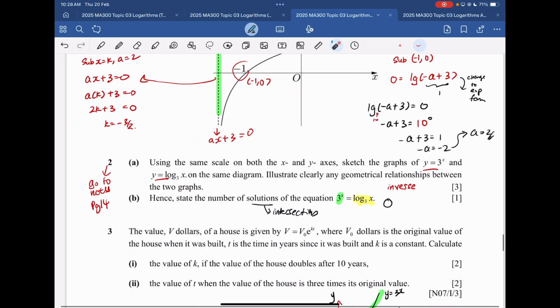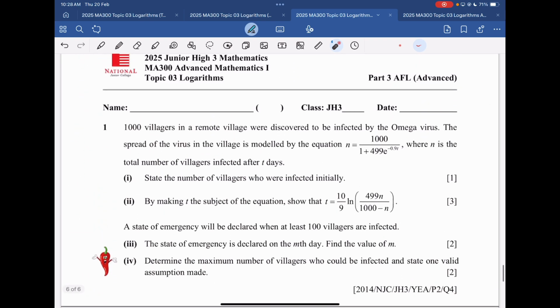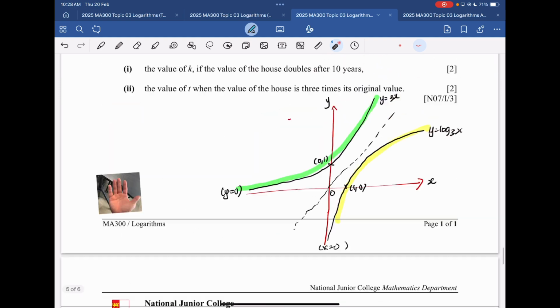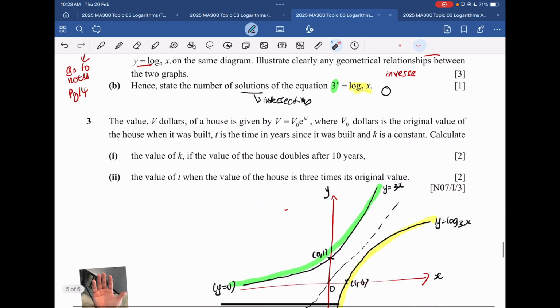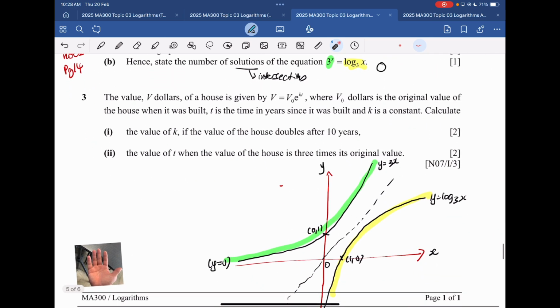You sub into V. Let me show it to you. It's a very, very nice question. So question 3, you look at V equals to V naught. V naught is the original value.